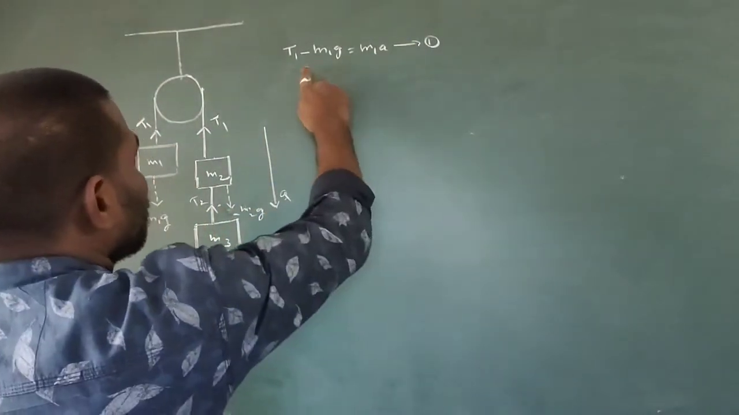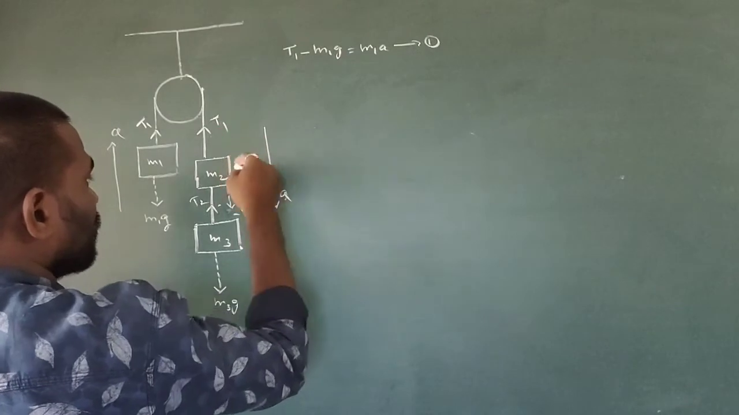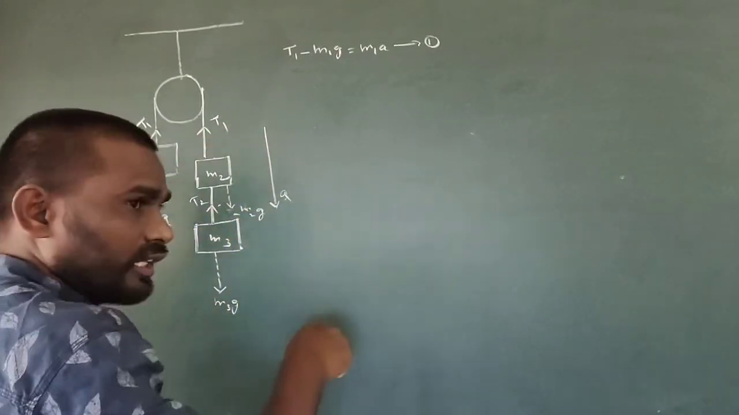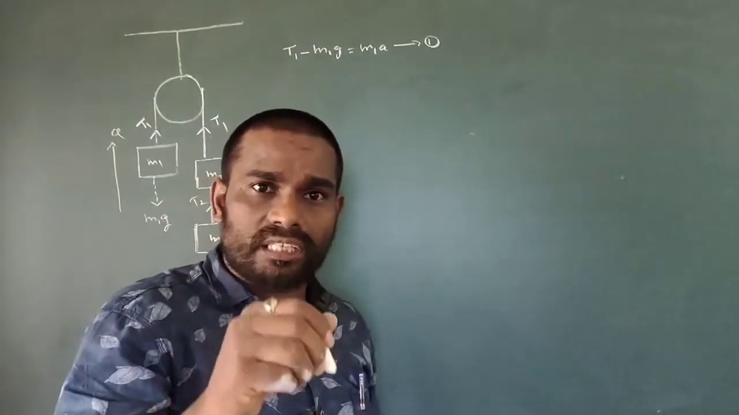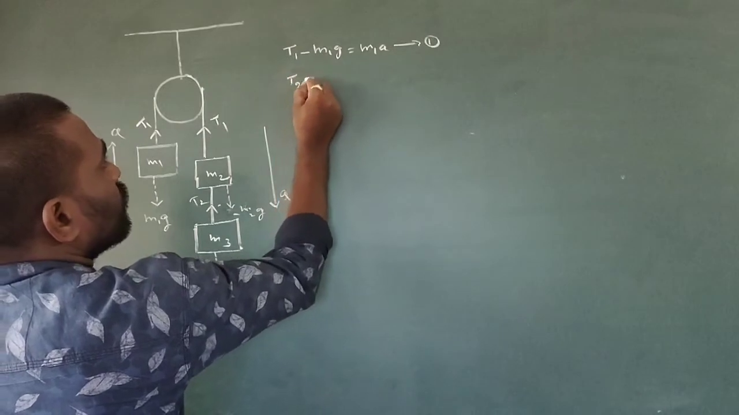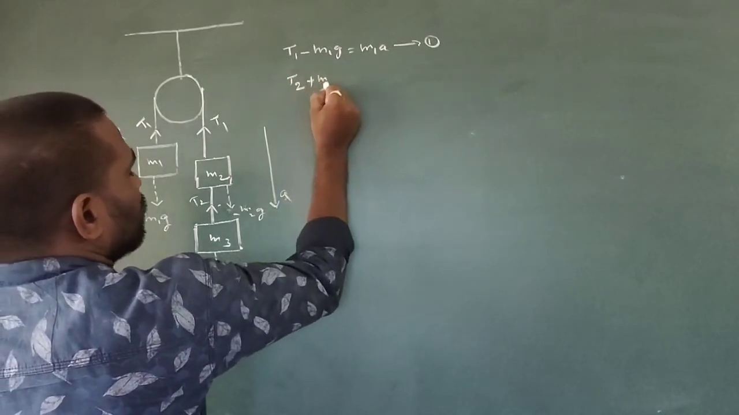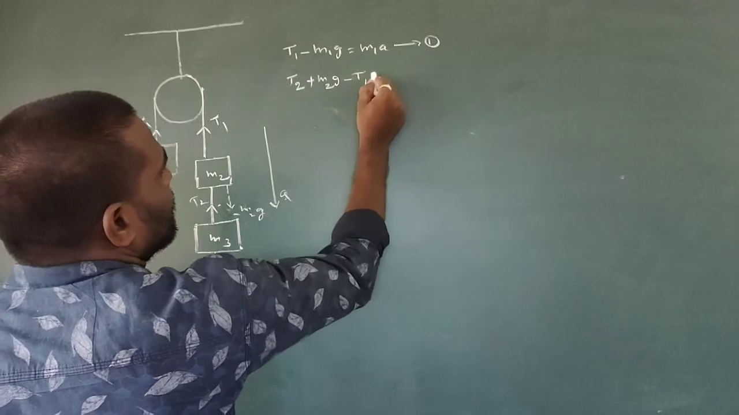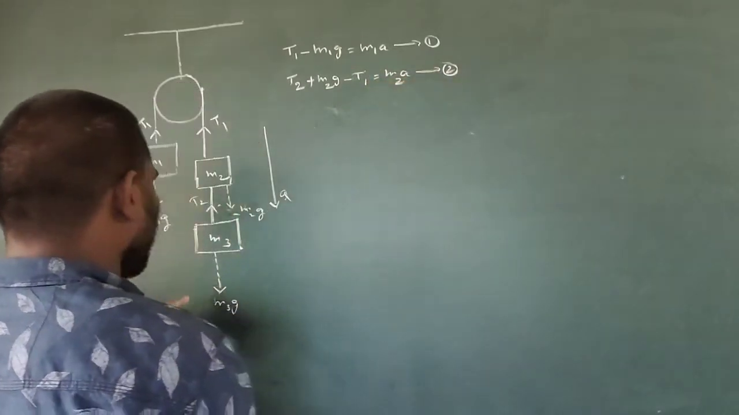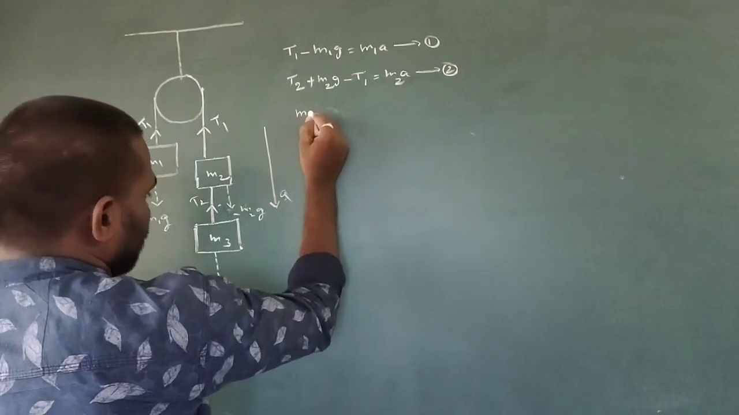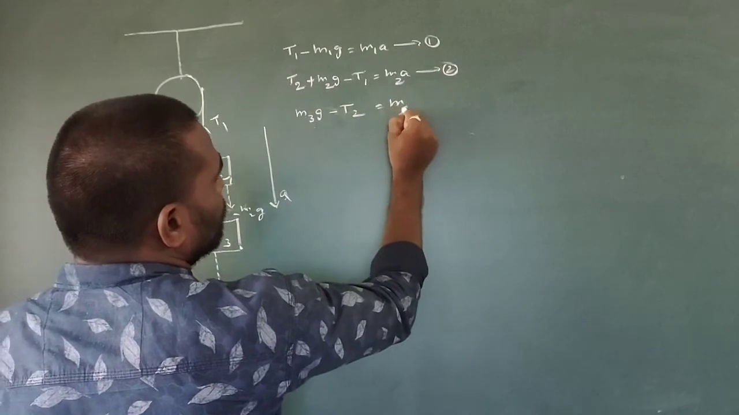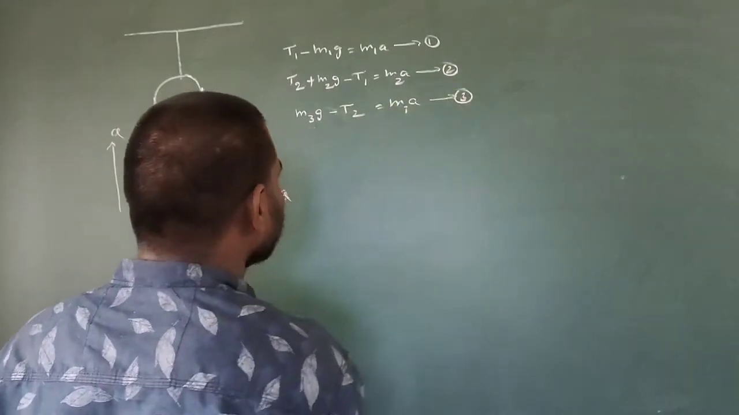Next, the second body, the second object is moving downward. That's why the weight of the body acts vertically downward, and tension force T2 also acts vertically downward. That's why T2 plus m2g minus T1 is equal to m2a. That is equation number 2. Next, the third body: the weight of the body acts downward, that's why m3g minus T2 is equal to m3a. That is equation number 3.